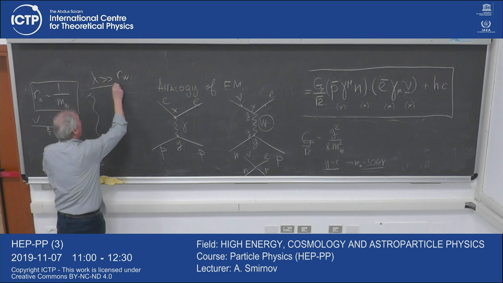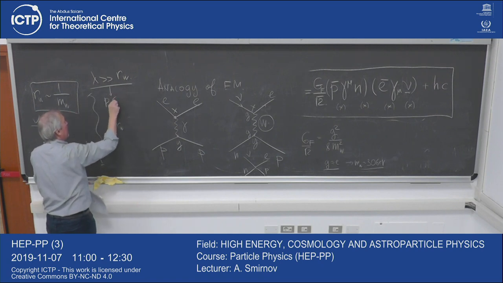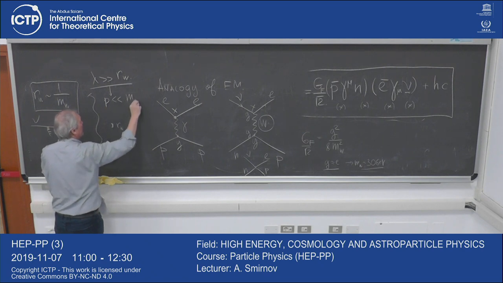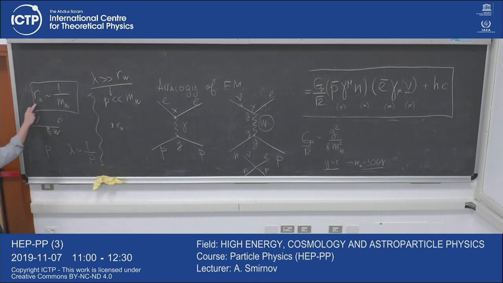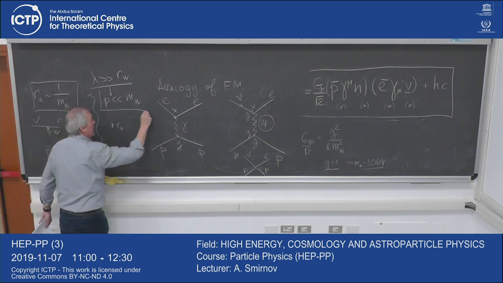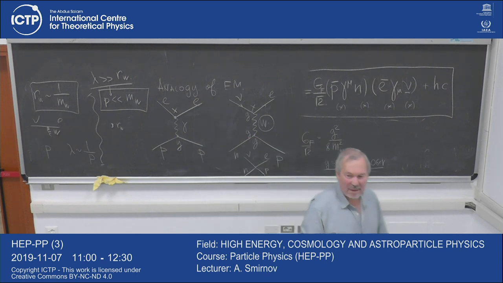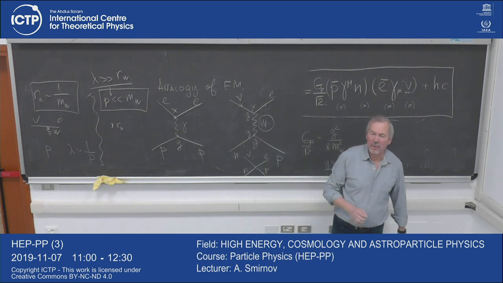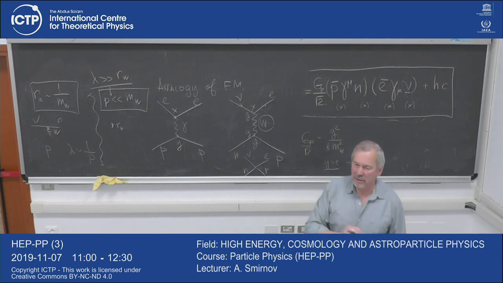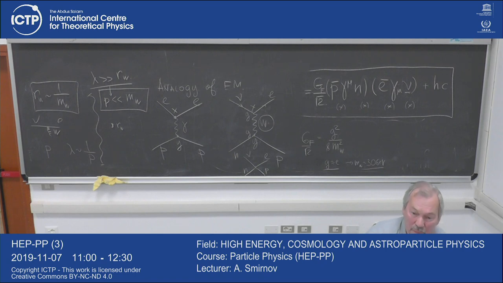So this can be written as P is much smaller than the mass of the W boson. I just inverted this relation using that the radius is the inverse of M_W and lambda is the inverse of P. So the conclusion is that at P much smaller than the mass of the W boson, the interactions will look like point-like interactions, right? This is what happens at low energies: when the energies of interactions are much smaller than the inverse radius of interactions, these interactions look point-like.